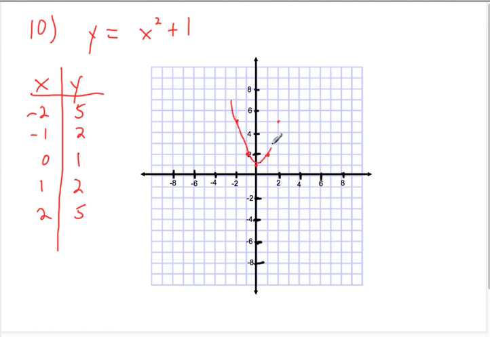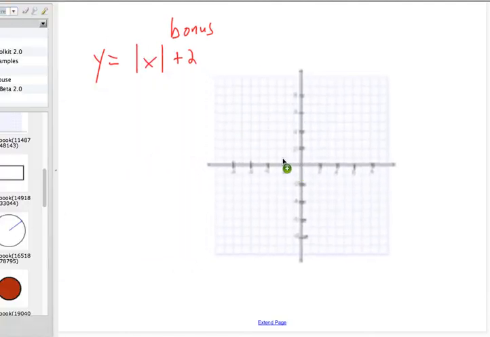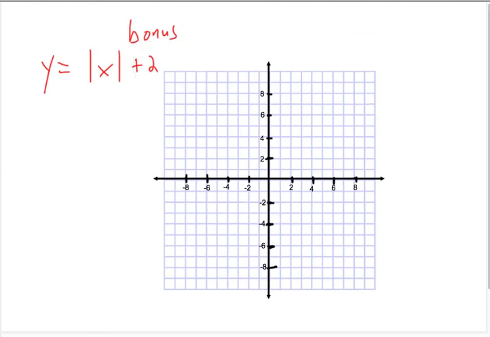And I'm going to give you a bonus graph after this because I don't think we've done any. I'm going to give you a graph of an absolute value function. So let's just do that here. Bonus. Let's try something like y equals absolute value of x plus 2. Let's get the graph out here. All right, so we can make an XY chart for this.